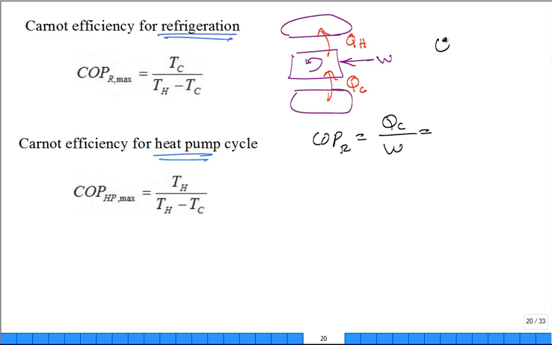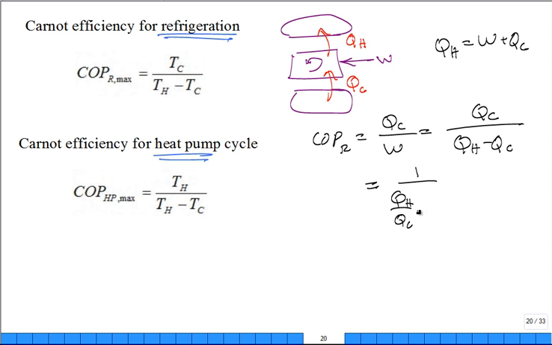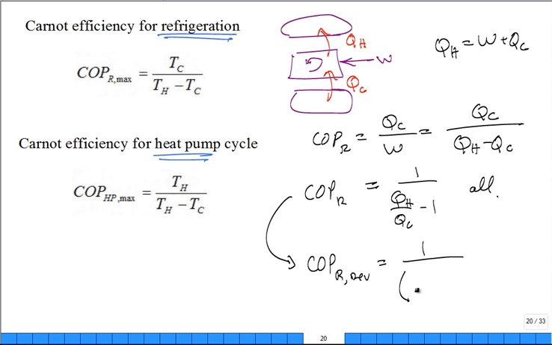First law: QH is equal to work plus QC, so I can replace work with QH minus QC over QC. I want to get it into a ratio of Q's, so it's 1 over QH over QC minus 1, the COP for refrigeration. This works for any cycle, but for COP refrigeration, if it's reversible, it's 1 over... I'm going to replace that ratio of Q's by a ratio of T's, if they're on a thermodynamic temperature scale, and then unravel it: TC over TH minus TC.